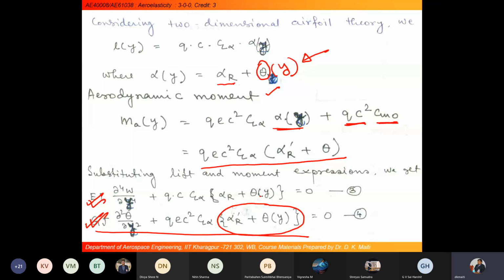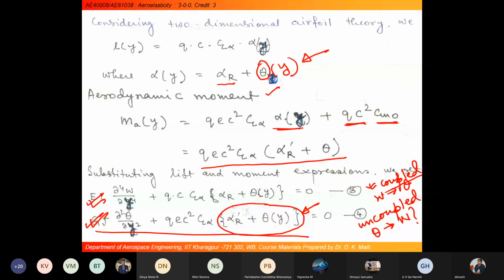That's why I am saying this equation is coupled, whereas this is uncoupled. Coupled in the sense that W is dependent on theta, whereas theta is not dependent on W. Theta is independent, whereas in this case W is dependent on theta. Am I clear now?